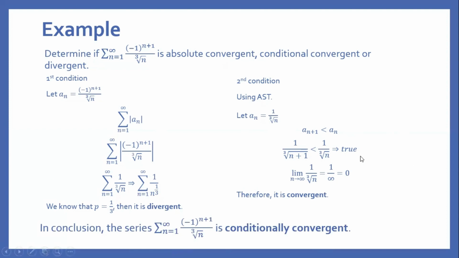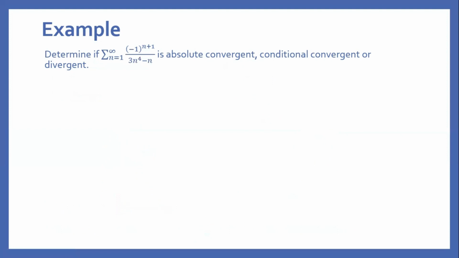is conditionally convergent. Ayan. Next is determine if the summation of negative 1 raised to n plus 1 over 3n raised to 4 minus n is absolute, conditional, convergent, or divergent. So, ganun lang din yung gawin natin katulad ng nauna.